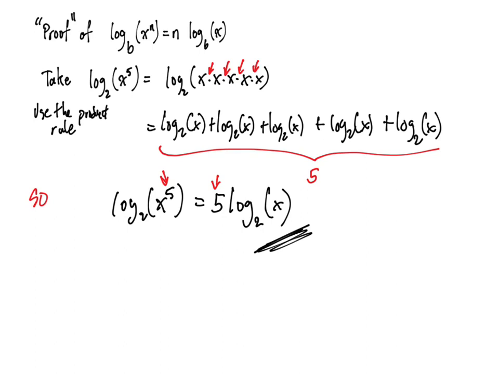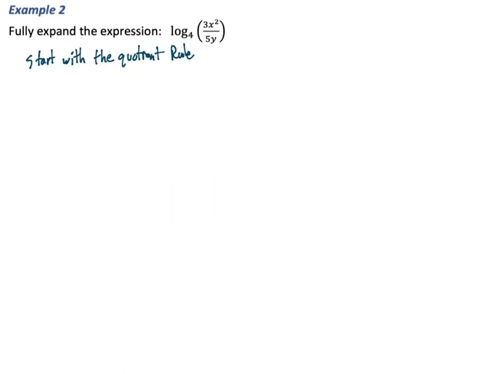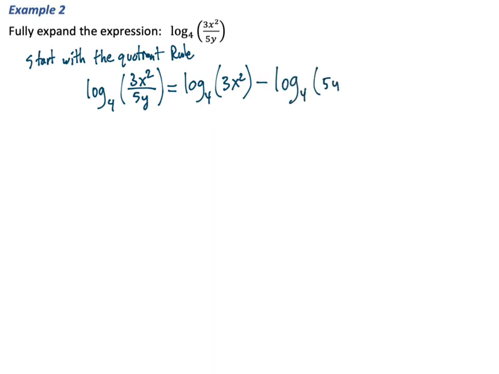So we want to use all of these rules, the product rule, quotient rule, and the power rule, to simplify expressions. If we take a look at example 2, it says fully expand the expression log base 4 of 3x squared divided by 5y. On an expression like this, to fully expand it, let's first start with the quotient rule, which means let's split up this big division into a subtraction. So our first step is log base 4 of the fraction 3x squared divided by 5y is log base 4 of the numerator minus log base 4 of the denominator. So that's our first step.